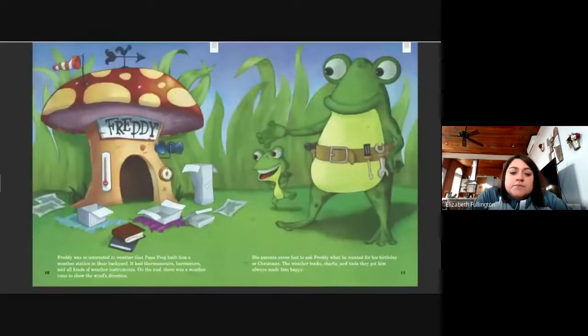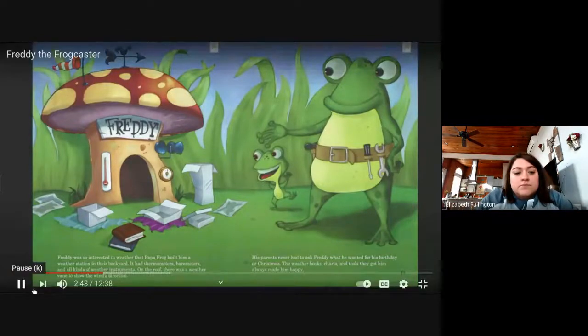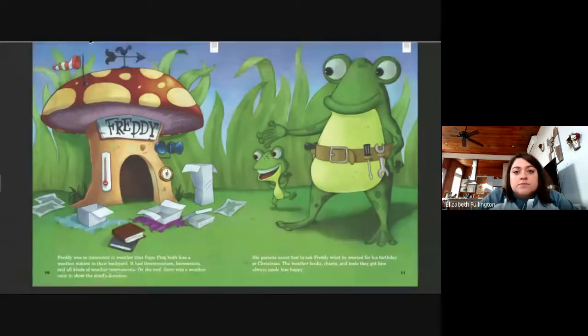Freddy was so interested in weather that Papa Frog built him a weather station in their backyard. It had thermometers, barometers, and all kinds of weather instruments. On the roof, there was a weather vane to show the wind's direction. His parents never had to ask Freddy what he wanted for his birthday or Christmas. The weather books, charts, and tools they got him always made him happy.